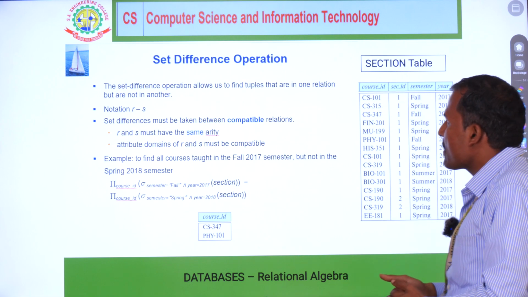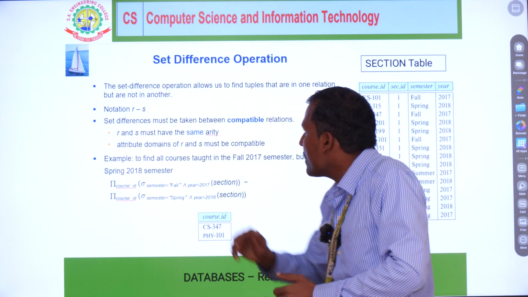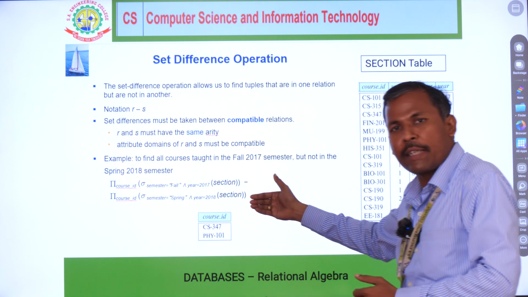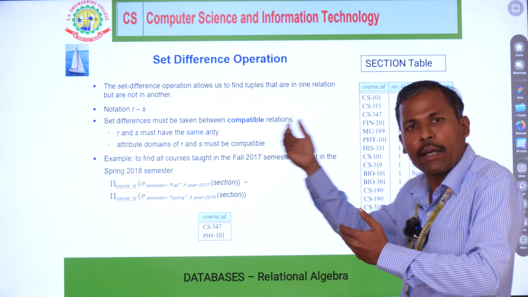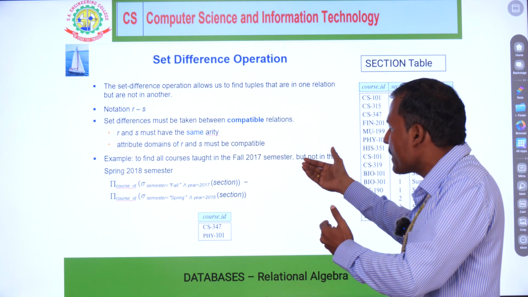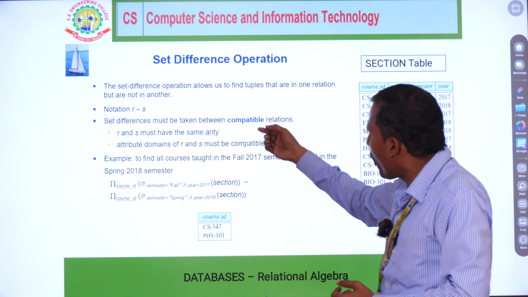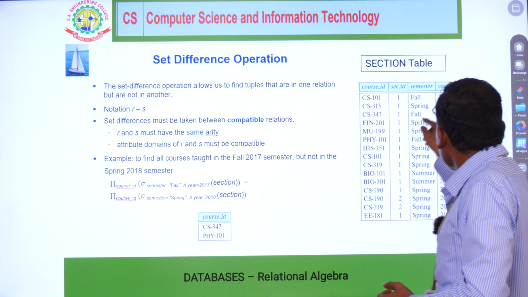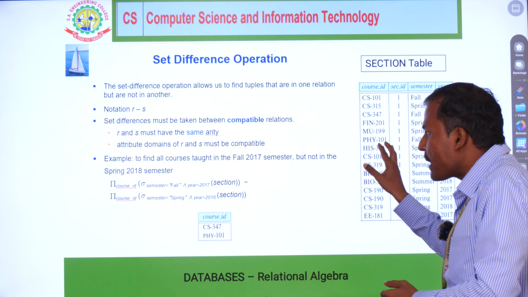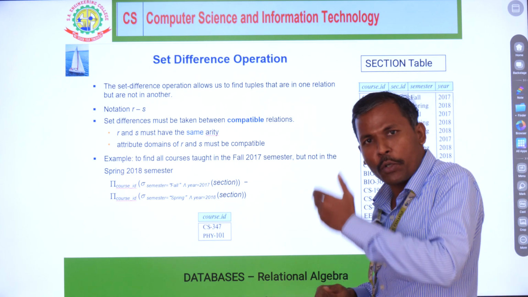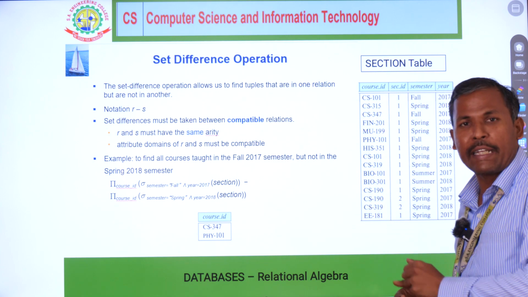The set difference notation is going to be R difference S, and the restrictions are going to be the same. R and S should have the same arity and the attribute domains of R and S must be compatible, and we are using the same example with a slight modification. Find out all the courses taught in the 2017 fall semester but not in the 2018 semester. List out all the courses that were taught in 2017 and which were not in the 2018 semester.